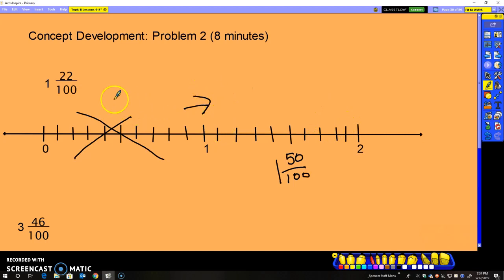Okay? If I know that 22 hundredths have 2 tenths, I'm going to be past the 2 tenths mark, and then I'm just going to be a little bit past it. Okay, and this is estimating, so get it as close as you can to where you think it should be. But it should be past 1 and 2 tenths, and 1 and 22 hundredths is about right there.